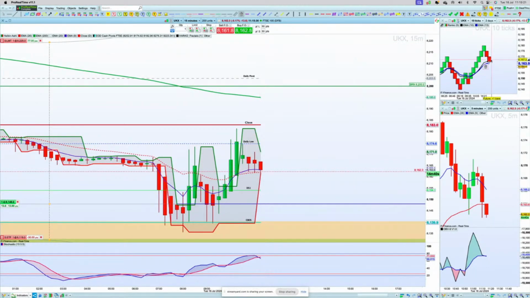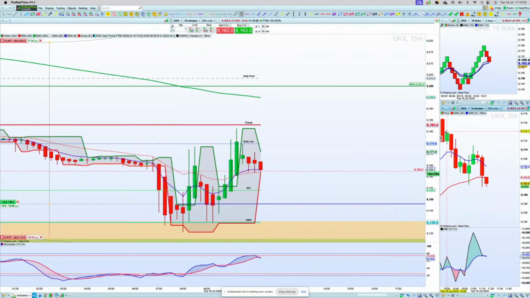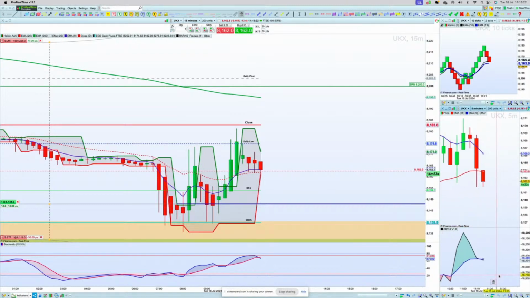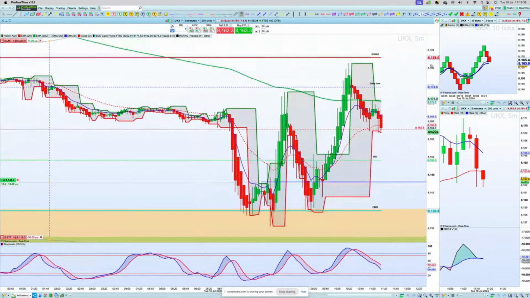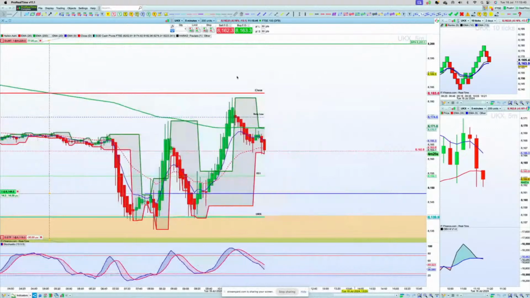So we look at the Renko blocks. Renko blocks are saying down at the moment. The 26 is saying up, and the on-balance volume is slightly green. So if we get down into the lower levels, we'll see something slightly different. Actually, it's not manifesting itself just yet.